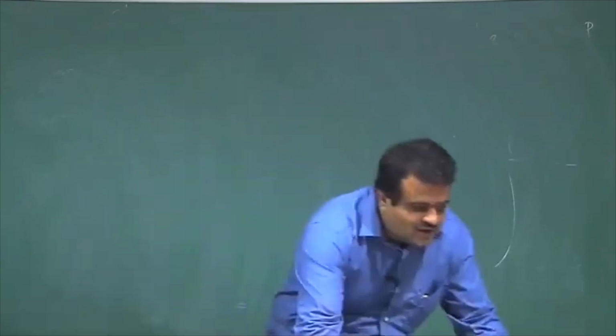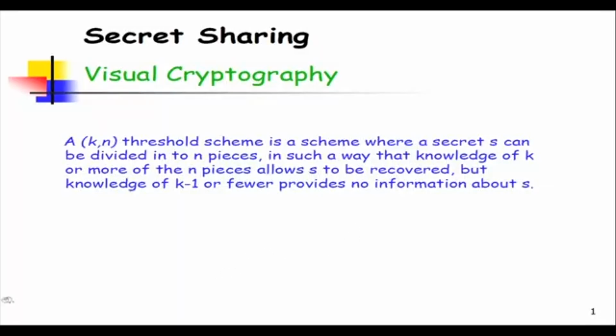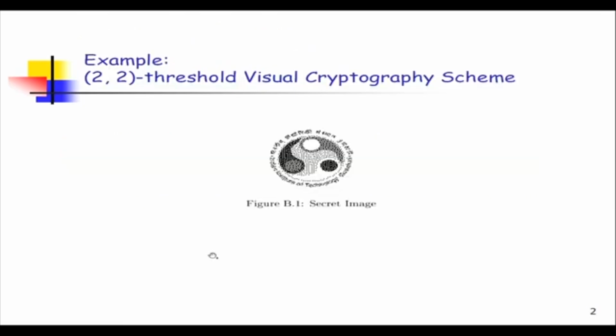So, here this is a k-n threshold scheme. We divide the secret S into n pieces such that if k users or more come together, they should be able to recover the secret. But if k minus 1 or fewer users are coming, then they should not be able to recover the secret. This is a simple example of a 2-2 threshold scheme.